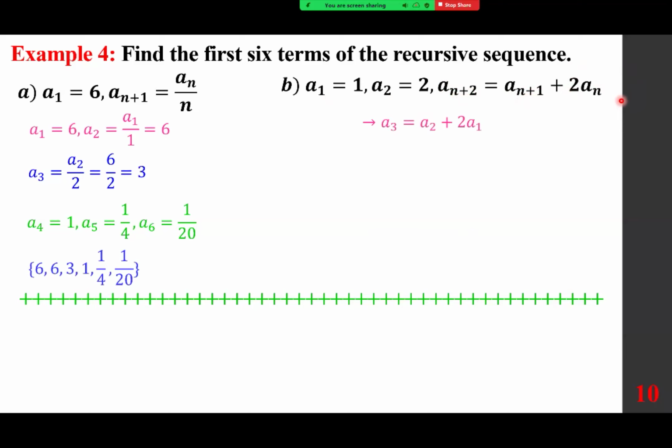One way to look at this, just to make sure you can handle this, you can say this is 3. So if n plus 2 is 3, n is 1. So replace this one with 1, it's that simple. So a sub 2 is 2, 2 times a sub 1 is 2 times 1, they add up to 4.